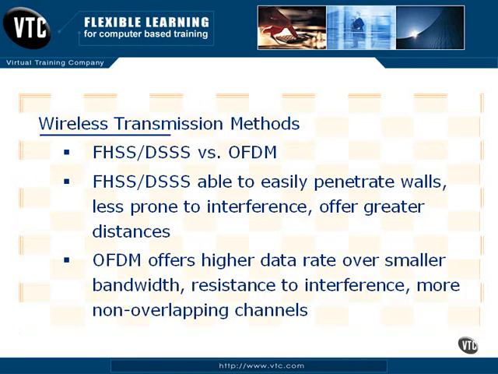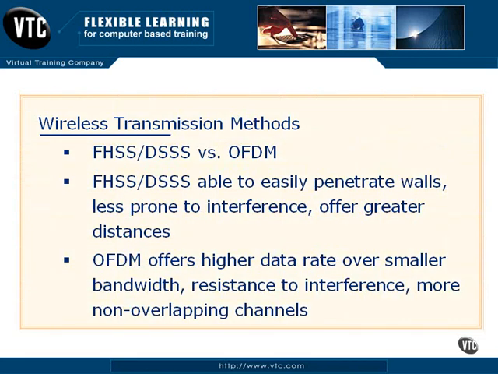Now, you might be asking, which is better, the spread spectrum technologies or OFDM? Well, it depends on what your use is, what you need it for. FHSS and DSSS are each able to easily penetrate walls, they're less prone to interference, and they offer coverage over great distances. They're more often used when you have wireless networks that need to traverse between multiple floors of a building or between two adjacent buildings, when you need to be able to penetrate walls and need distances.